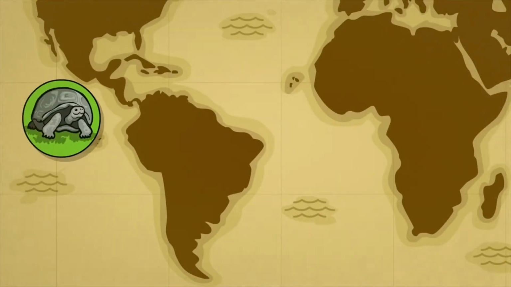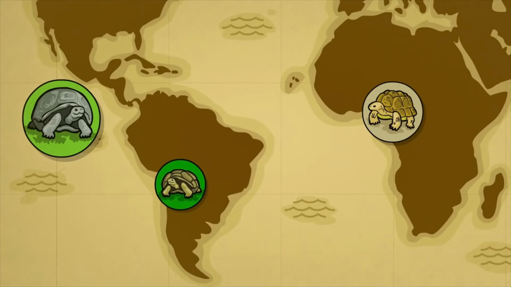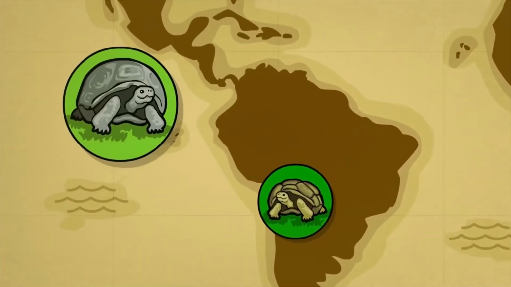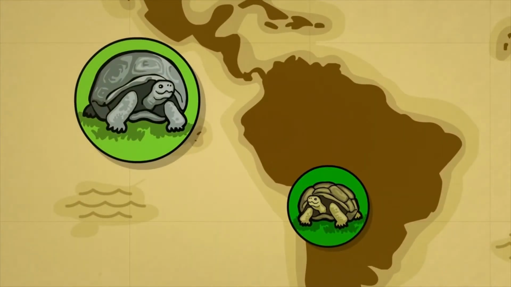Tortoises on the Galapagos Islands can be distinguished from those of Africa. Meanwhile, with the exception of size, they're almost identical to a species found nearby in South America. Darwin believed these similarities could be best explained through common descent.